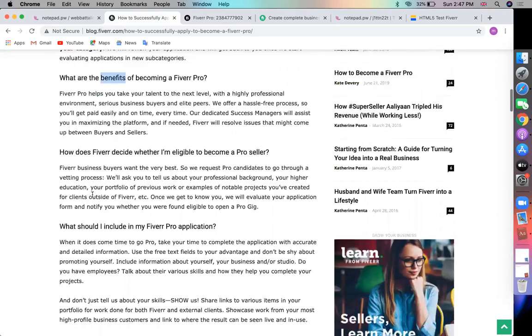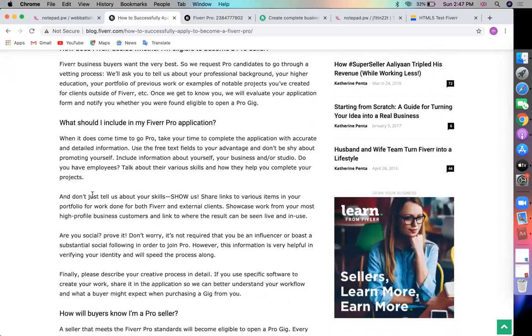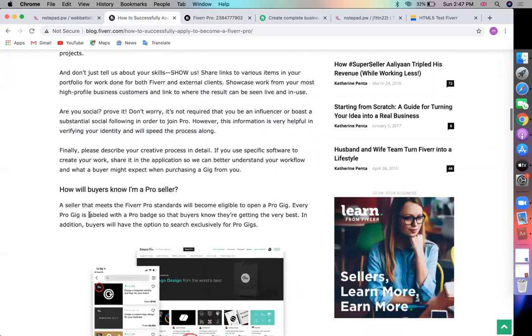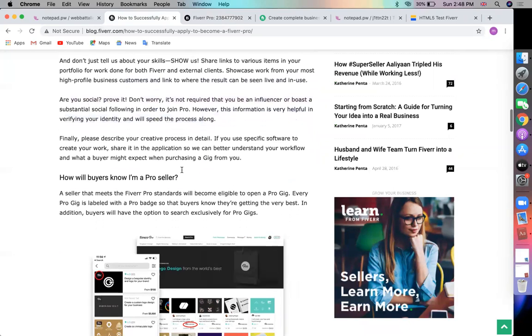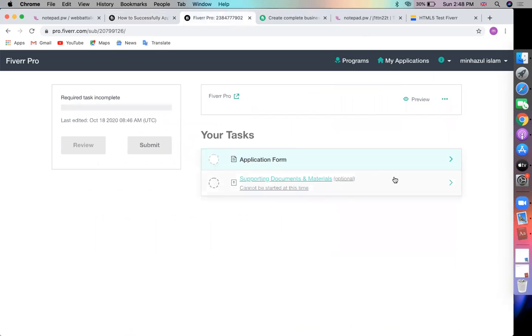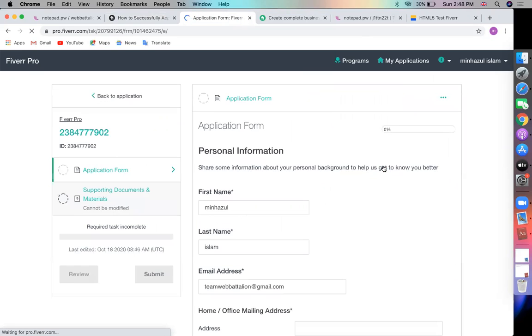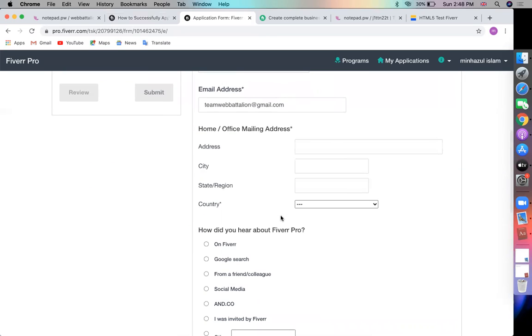And what you need to submit is your skills, experience, whether you are social or not, and how you can manage social media to promote and market yourself. These are the important factors for Fiverr Pro. So we need to describe in detail. Let's see what they are asking. These are the personal information, and I'm going to put the address.